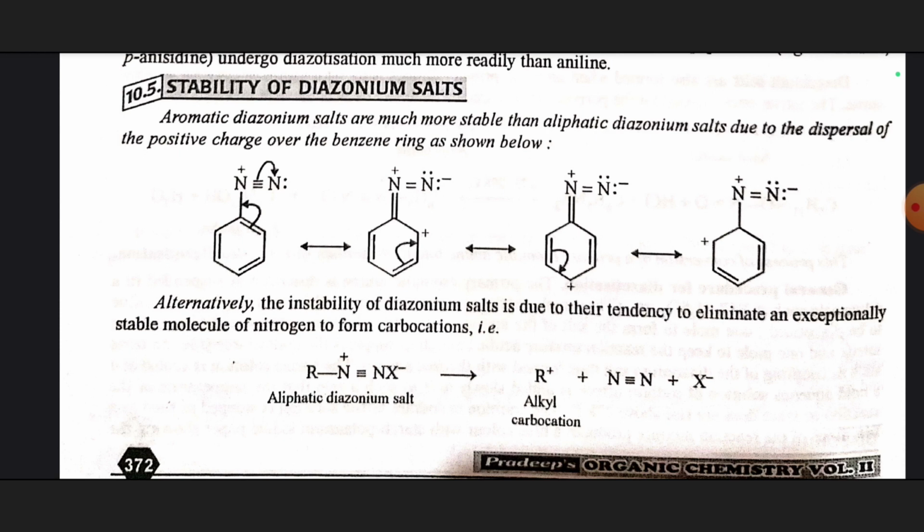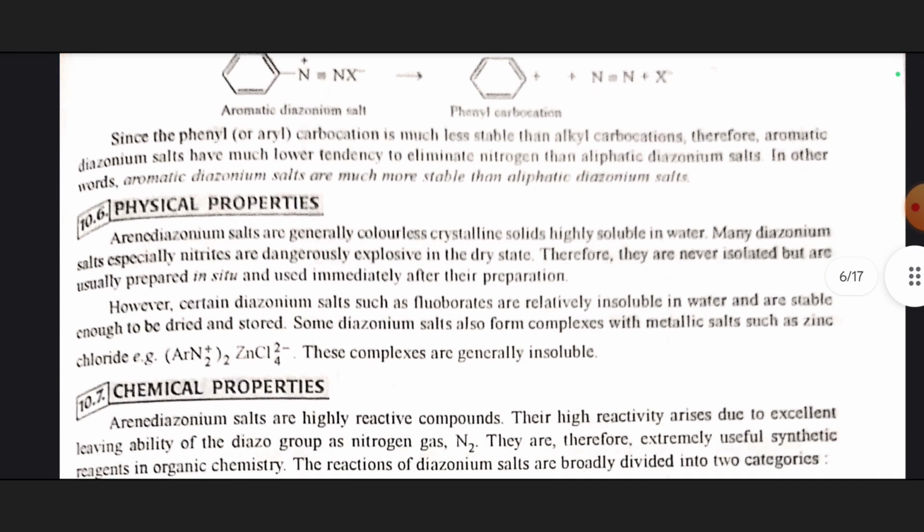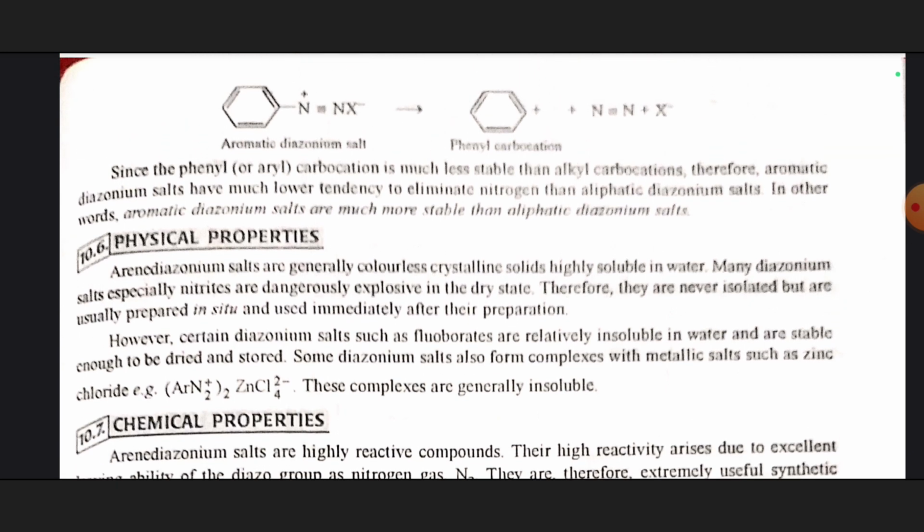Alternatively, the instability of diazonium salts is due to their tendency to eliminate an exceptionally stable molecule of nitrogen to form carbocations. That is, since the phenyl carbocation is much less stable than alkyl carbocation, therefore aromatic diazonium salts have a much lower tendency to eliminate nitrogen than aliphatic diazonium salts. In other words, aromatic diazonium salts are much more stable than aliphatic diazonium salts.